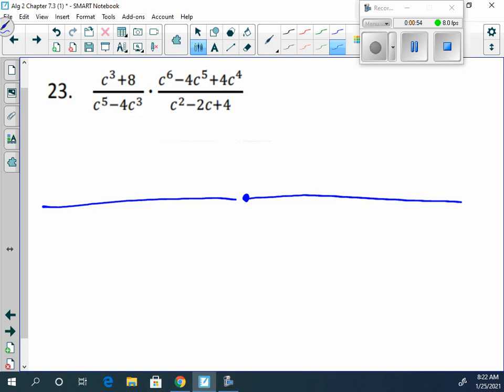Well, if we look at this here, c to the third and 8 are both perfect cubes, yes? Because I can take the cubed root of c to the third, and if I take the cubed root of 8, I get what? 2, yes? So this is the sum of perfect cubes.